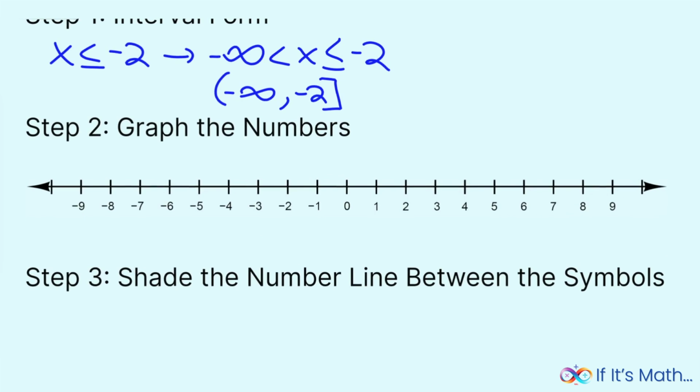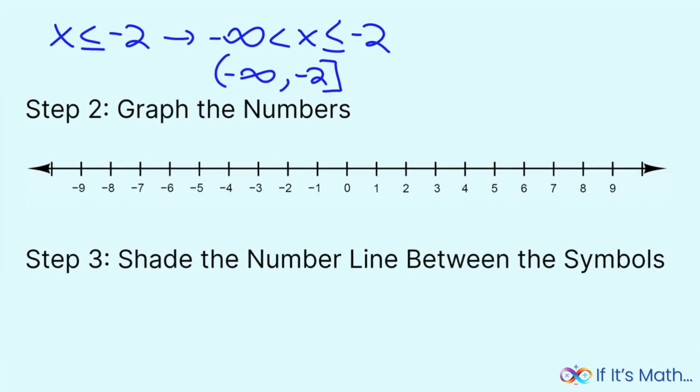So then you're going to graph everything. I have negative 2 with the right bracket, and then shade all the way to negative infinity with an arrow.